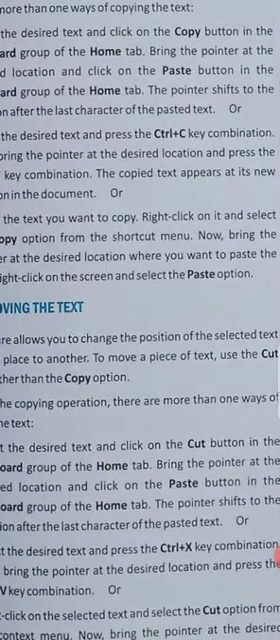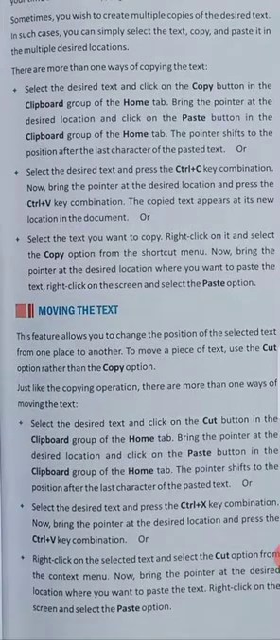Moving the text is also the same, it is used to rearrange our data. There is a single difference between copy and move. Whenever you do copy, it will create two copies, first the original and second the duplicate. But whenever we work with move, it will keep only one copy. It will change the location from one place to another place. This feature allows us to change the position of the selected text from one place to another place.